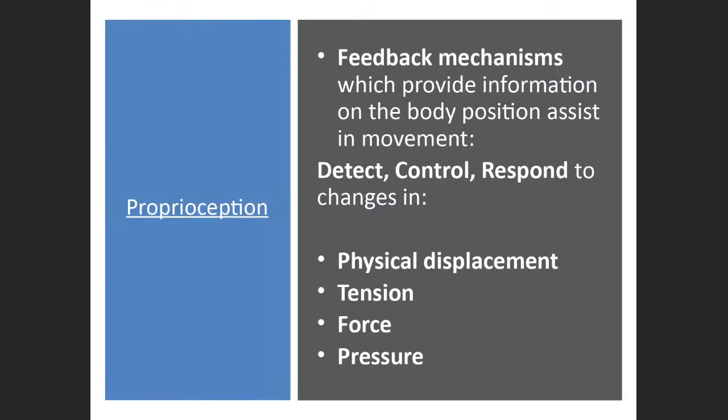So going back to a couple of weeks ago when we did proprioception in week 5, we've got these mechanisms that help us know where our body is in space, and they're going to detect, control, and respond to changes in their physical displacement, in tension, in force, and in pressure. Okay, so the tissue is aligned, it responds to these various forces.